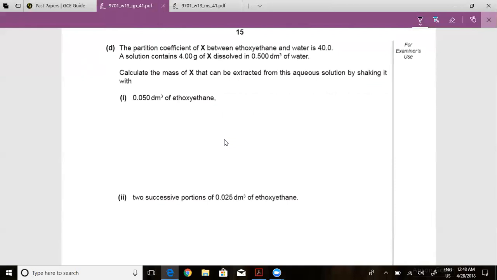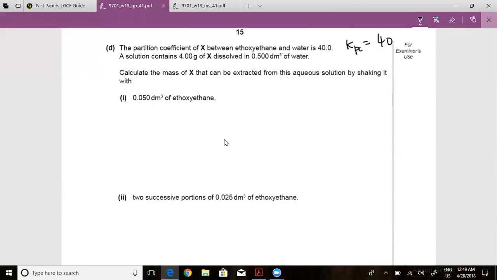So the partition coefficient of X between ethoxyethane and water is 40. ठीक है, तो KPC 40 है. A solution containing 4 grams of X dissolved in 0.5 dm cubed of water. Calculate the mass of X extracted with 0.5 dm cubed of ethoxyethane.